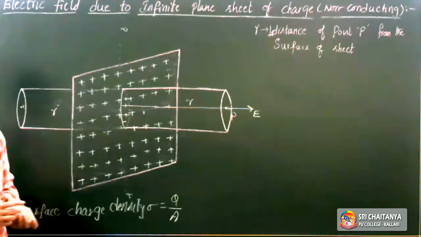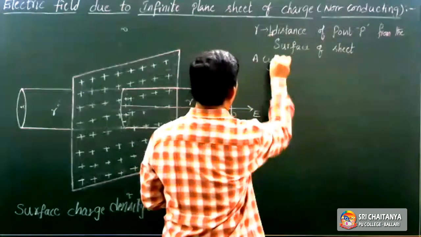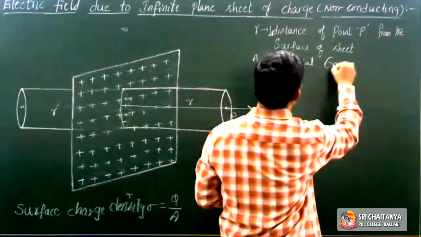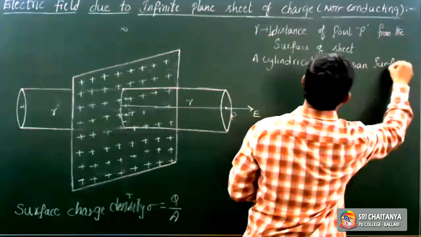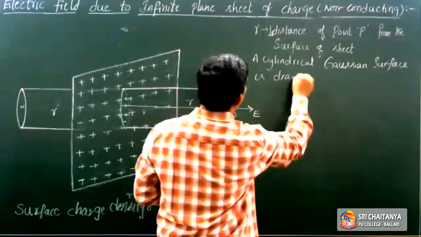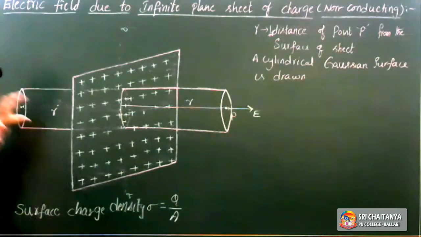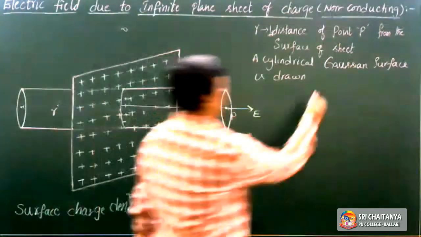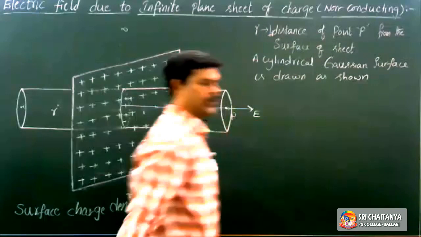So what is the next step we followed? A cylindrical Gaussian surface is drawn. This is the cylindrical Gaussian surface as shown.